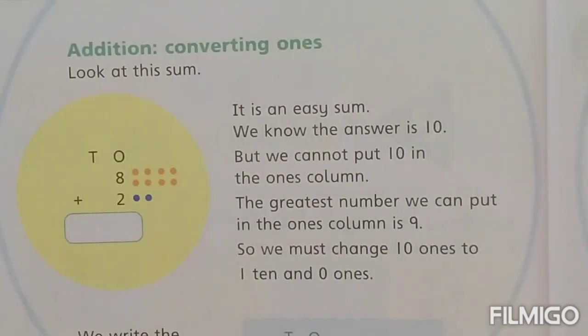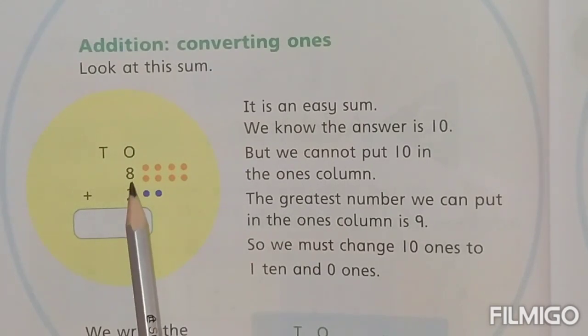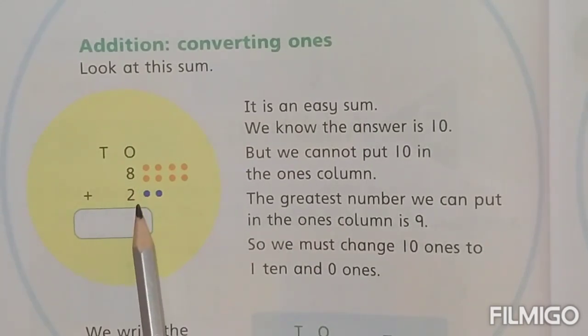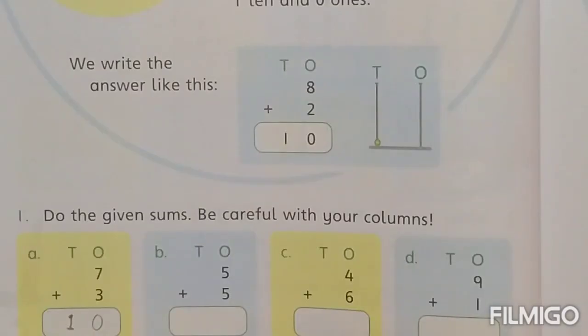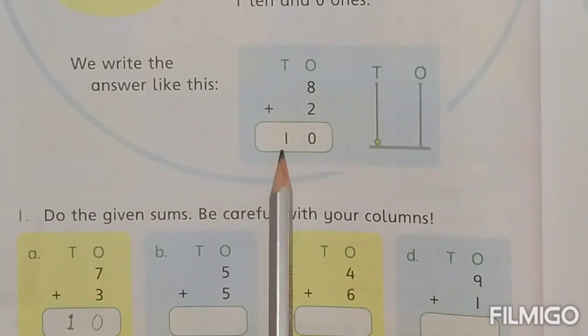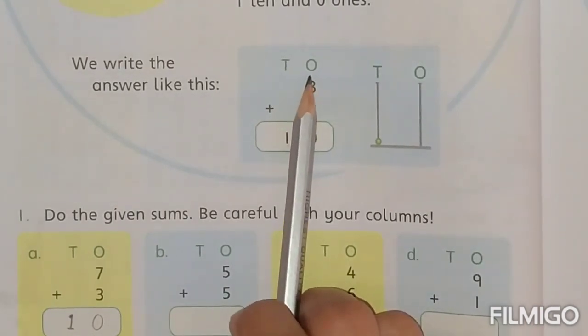Page number 26. Addition, converting ones. Look at this sum. Here we have 8 and 2. 8 and 2 together makes 10. But we cannot write 10 in one's column. The greatest number we can put in one's column is 9. So we must change 10 into 1 tens and 0 ones. So we should write the answer like this: 1 in tens column and 0 in ones column.